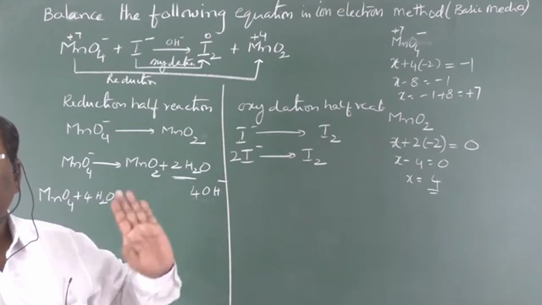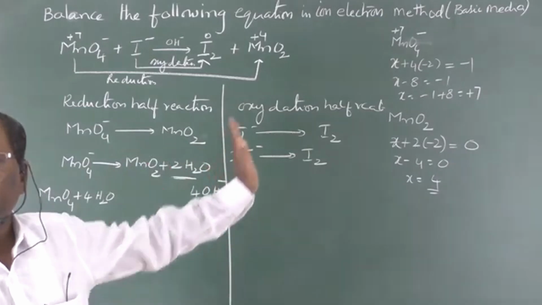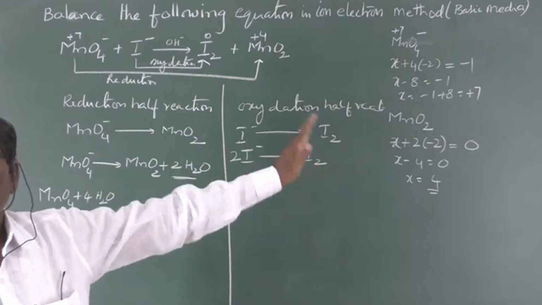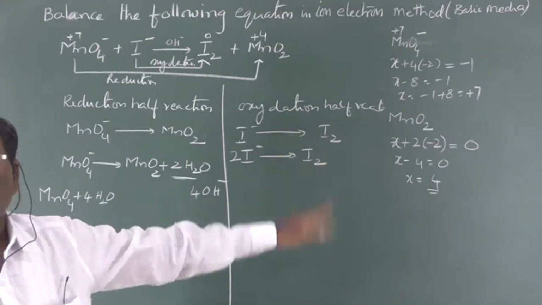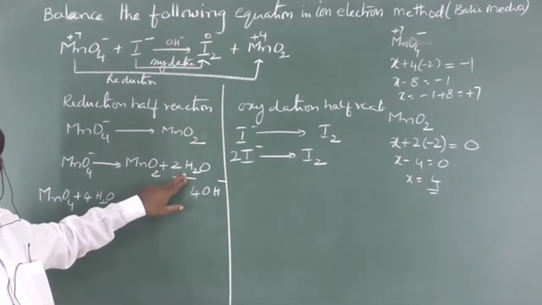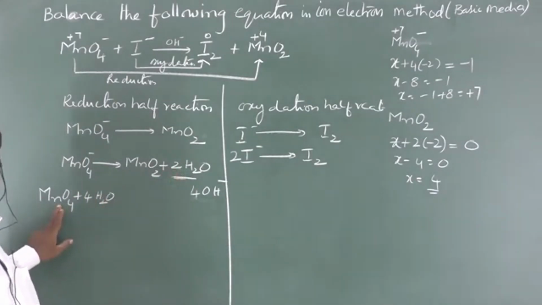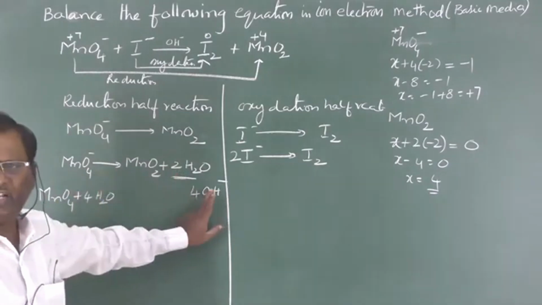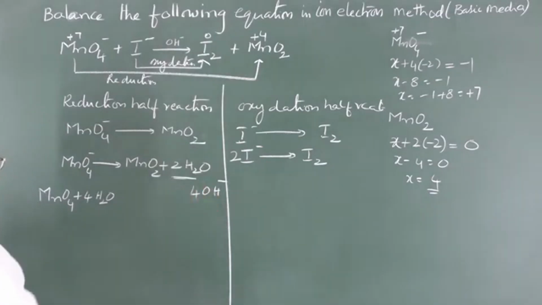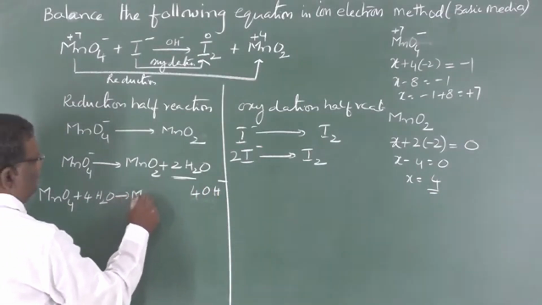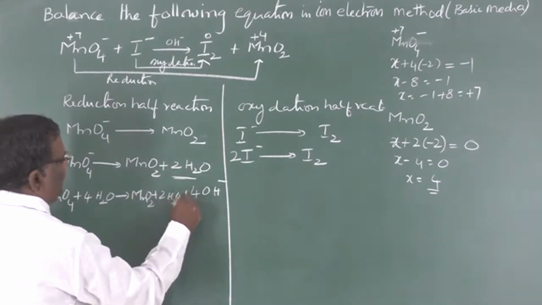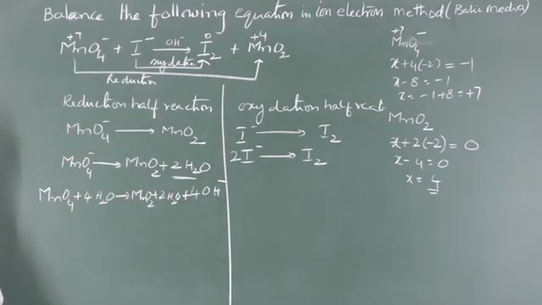So to balance it, immediately on the same side where you have found hydrogens in excess, you have to write the same number of OH minus ions. This side you found 4 H2 hydrogens. So you have to write 4H2O to the deficient side, and immediately 4 OH minus ions to the same side. Now MnO2 plus 2H2O plus 4 OH minus.